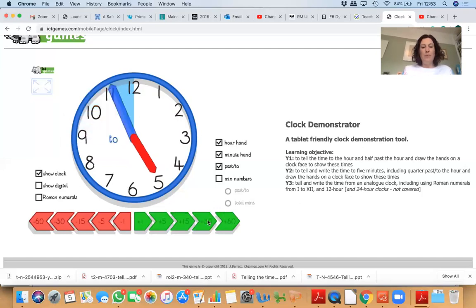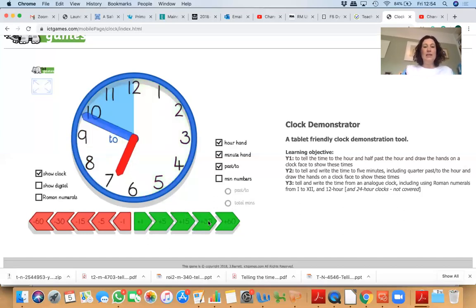One more. There we go. The long minute hand, it's travelled halfway around, half past. The hour hand, it's in between the 6 and the 7. It's gone past the 6, half past 6.